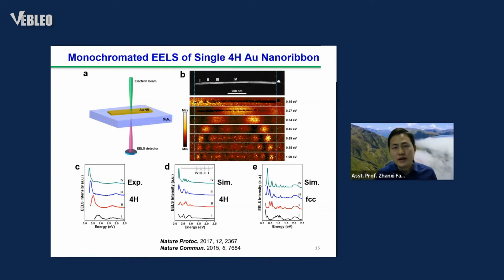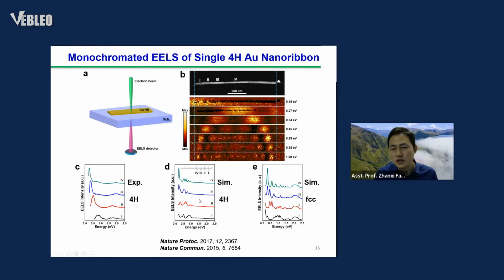Also, by using monochromated EELS, we are able to study individual 4H gold nanoribbons. You can see here we can map out the plasmonic resonance modes and their intensity distribution along the individual gold nanoribbons at different energy losses. Based on the EELS spectra, these 4H gold nanoribbons have a very strong absorption in the infrared region, ranging from the near-infrared all the way to the mid-infrared, for example from 1,000 nanometers to 5,000 nanometers. In combination with theoretical calculations, we found that compared to the FCC phase, the 4H phase demonstrates fewer plasmonic resonance peaks, and all the peaks are red-shifted compared to the FCC phase.